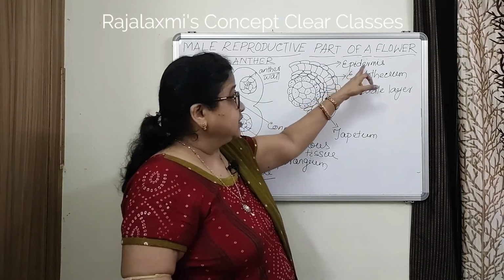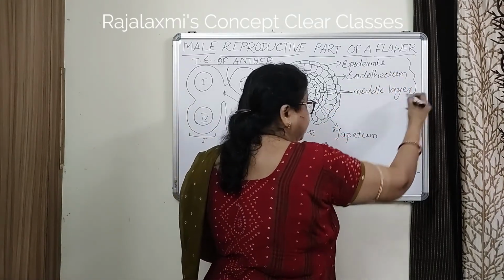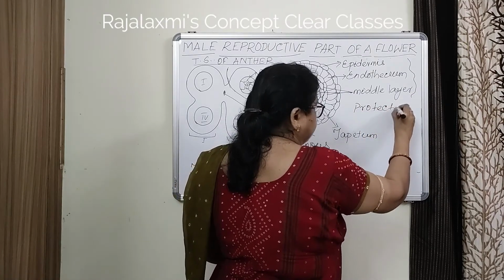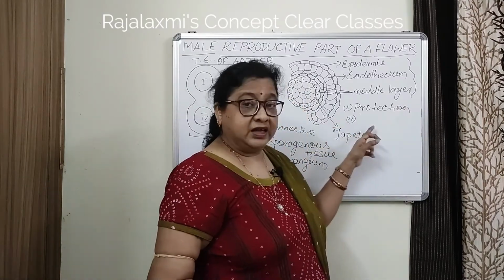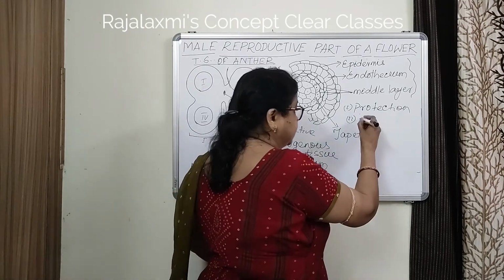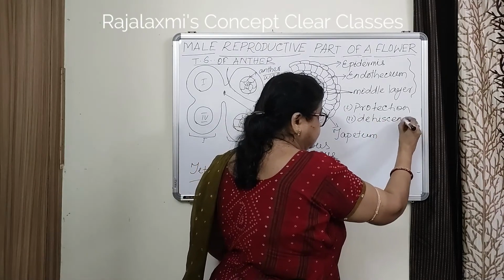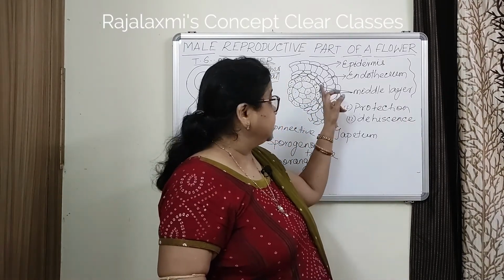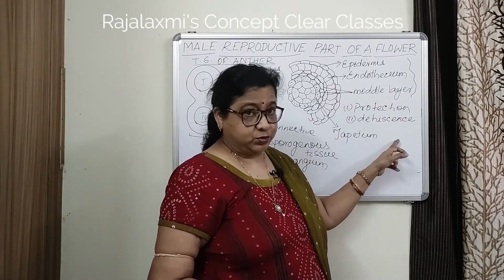These 3 layers, epidermis, endothecium and middle layer, help in the protection of the developing microspores, and they help to release the microspores, which is known as dehiscence. When the microspores become matured, then these 3 layers help for the dehiscence of the microspores.